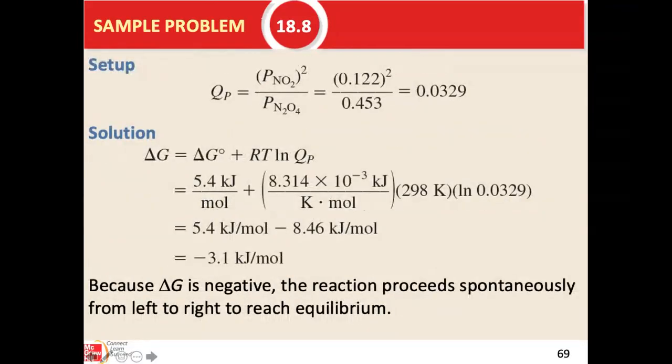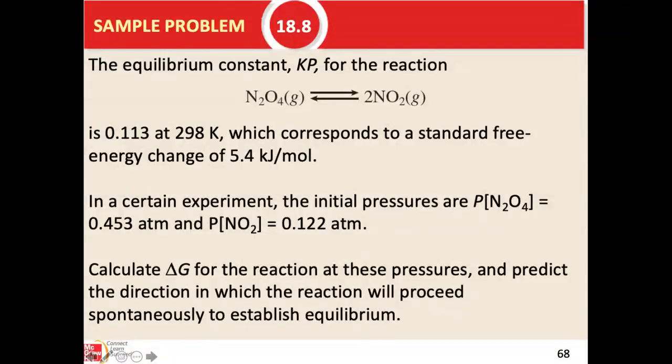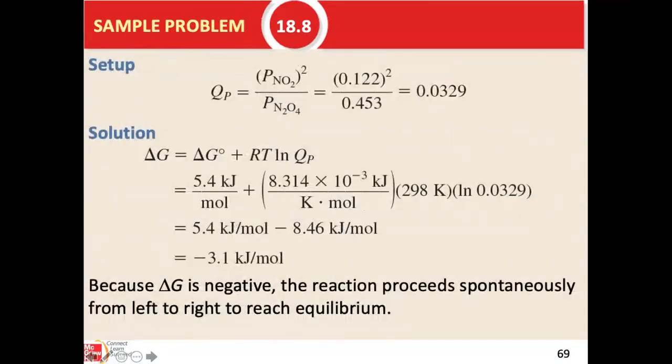We will find the QP. Because they are giving us initial pressures, this is not the equilibrium pressure, this is initial pressure. So we'll take the initial pressure of the NO2, which is 0.122 atm. We will raise it to the power of 2, and we divide this by the pressure of N2O4, which is 0.53, and we will find the QP over here. Then we will use this equation.